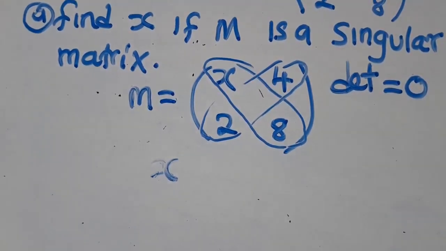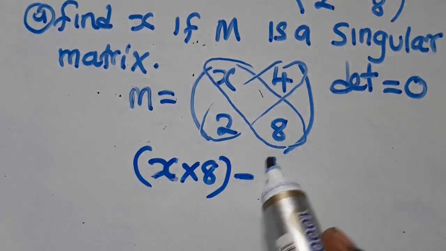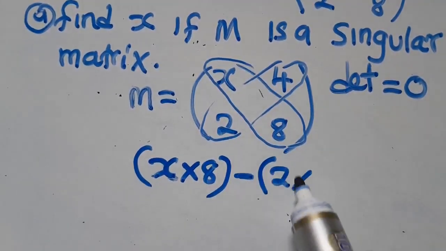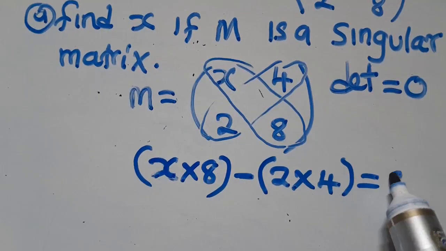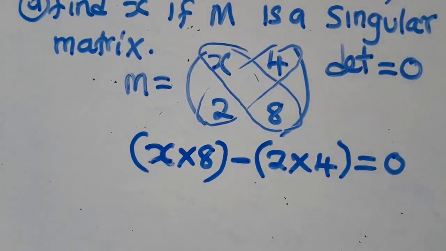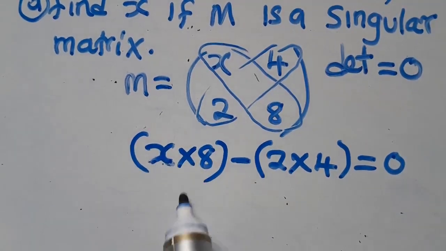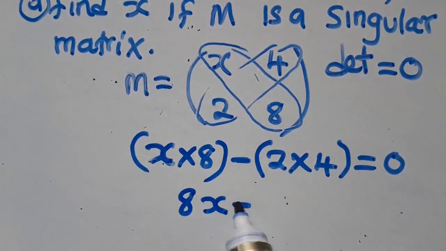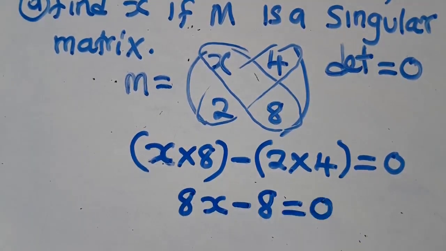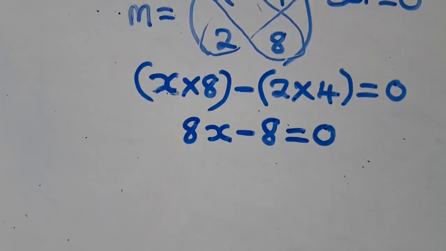Let me use another marker. So this is what you get to do. You say x times 8 minus 2 times 4, which is equal to 0. The determinant is 0, because it is a singular matrix. You say x times 8, it is 8x, minus 2 times 4, it is 8, which is equal to 0. This has now become an equation, just a matter of solving this equation.